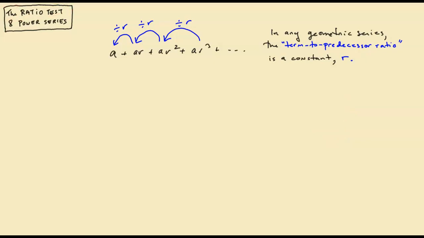The whole idea of the ratio test is that there are certain series which are not geometric, so they do not have a constant term-to-predecessor ratio. But if we go out into the tail of the series, the term-to-predecessor ratio gets closer and closer to a constant. It becomes constant in the limit, and since the limit is where convergence or divergence is determined, we can use the fact that the series is effectively geometric in the tail to determine whether the series converges or diverges. So the ratio test is essentially testing to see whether a series is geometric in the long run.